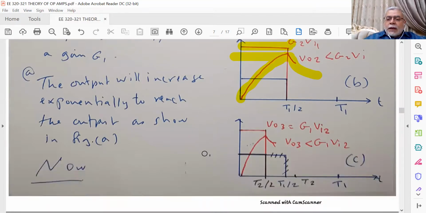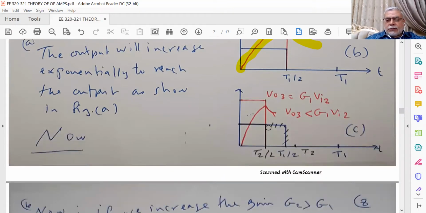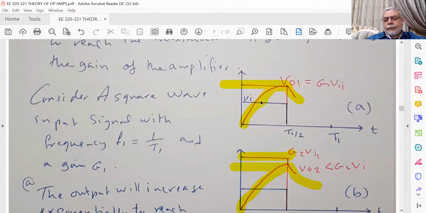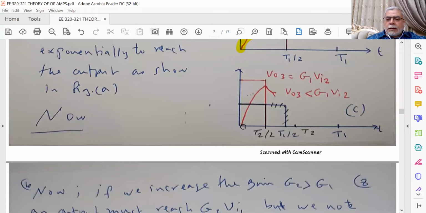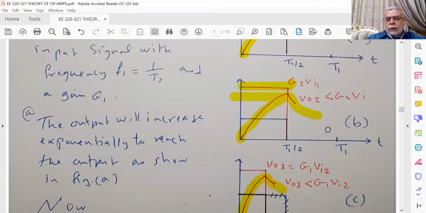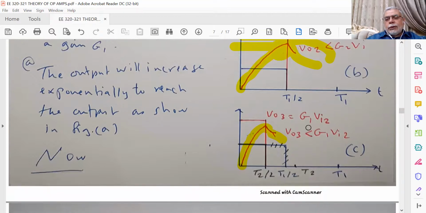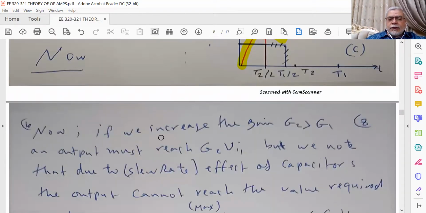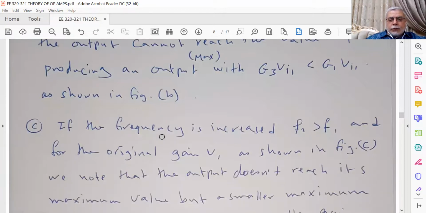Now, if we increase the frequency, so decrease the period, then we have the same variation. This is the first one, the first gain. We have the same variation, and we will not reach the required value, and here we have a decrease like this. So also here we have a limitation on the frequency. Then due to slew rate, we have a limitation on the gain, and we have a limitation on the frequency.